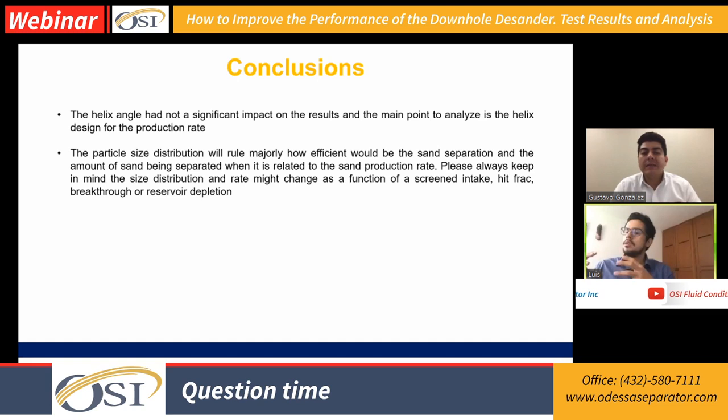So it is really good to always keep in mind that if we have a specific sand distribution, we have to keep in mind not only factors such as the helix, but also the type of intake. And if we have another well coming soon, it's going to affect the performance of my tool because the distribution changes. So all types of sand could be controlled if we come up with the most accurate design for your sand control system.